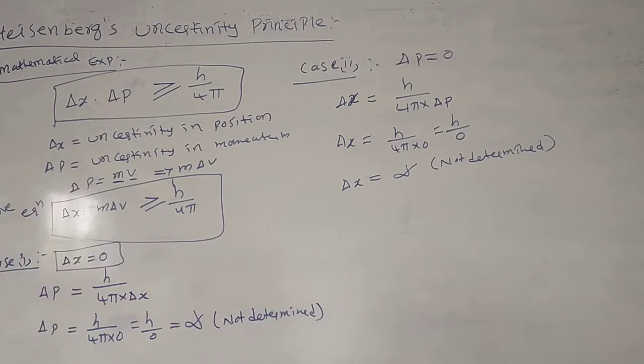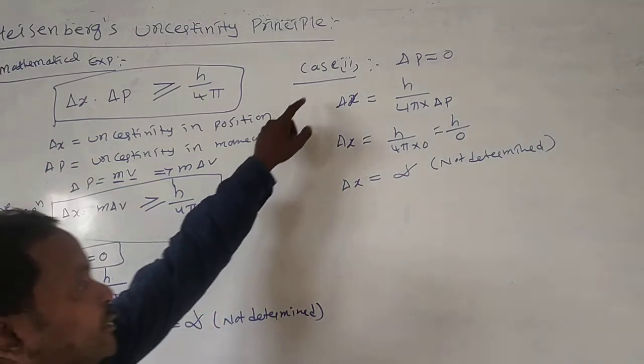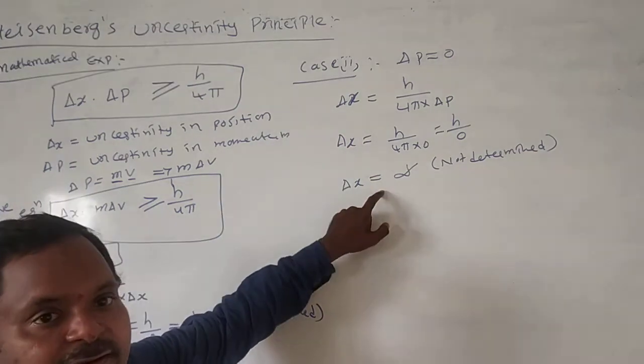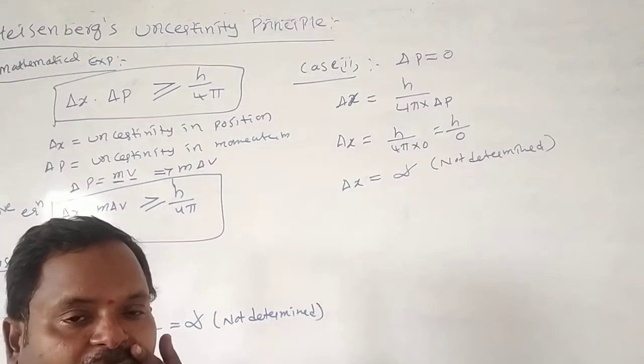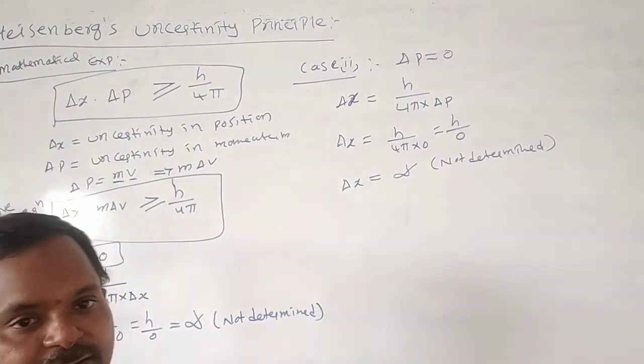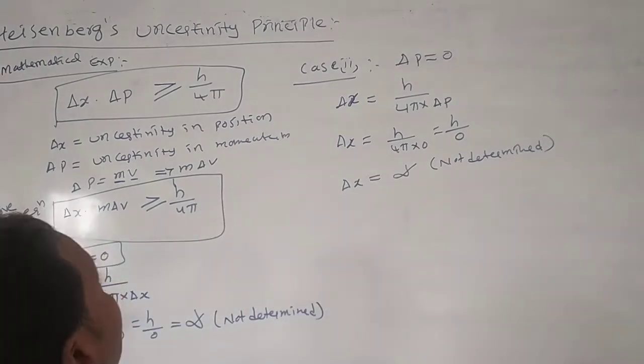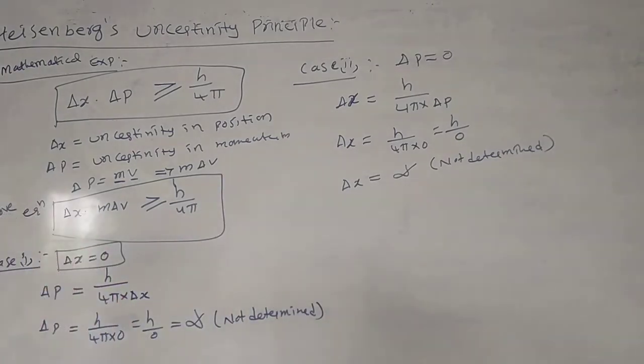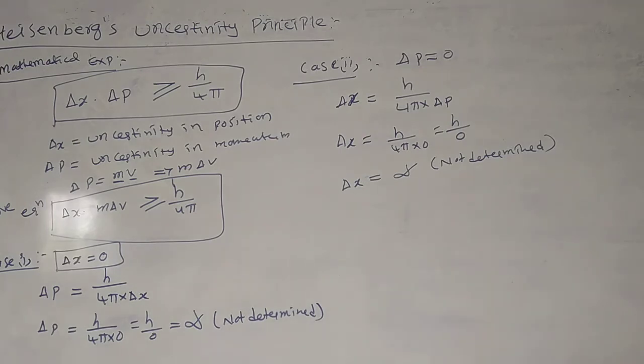That means if you know the value of x, we can't determine p. If you know p, we can't determine x. Both can't be determined simultaneously. That is what the Heisenberg uncertainty principle says. This is one simple concept, Heisenberg's uncertainty principle.